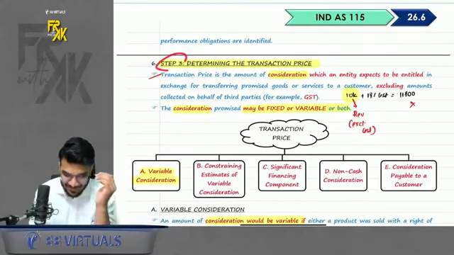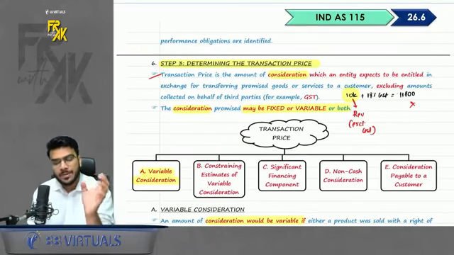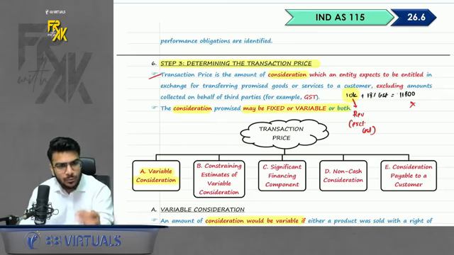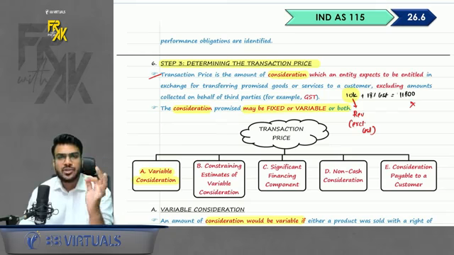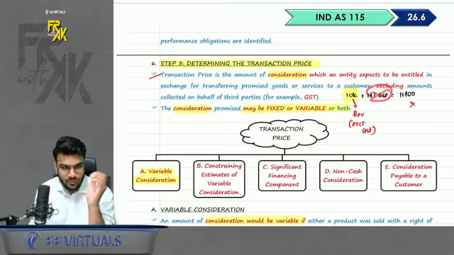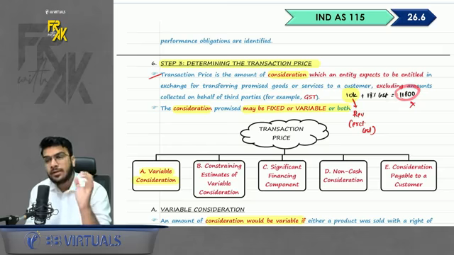Chalo. Step number 3, determining the transaction price. Now what is the meaning of transaction price? Transaction price simply means what is the amount of revenue you are charging from the customer. That is transaction price. Okay, so first of all, you will not include the amount of GST. So let's say I'm charging you 10,000 plus 18% GST, the total is 11,800. The revenue amount will only be 10,000, excluding GST.